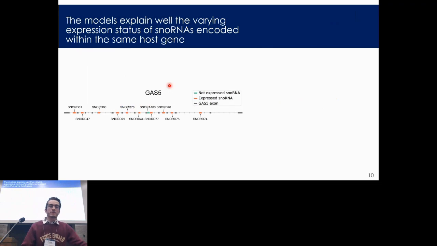Here, I want to show you an example of a host gene, which is Gas5, which encodes 11 snoRNAs with varying expression statuses. So there are 10 snoRNAs, the 10 little orange boxes, which are expressed, and 1 that is not expressed from the same host gene. Interestingly, all of our models are able to accurately predict the expression status of all of these snoRNAs.